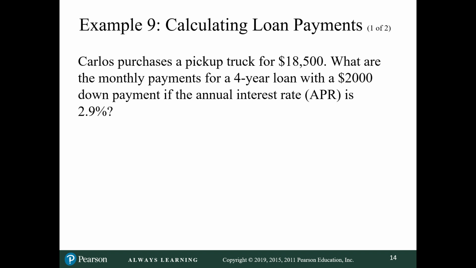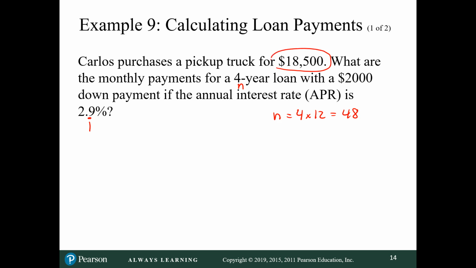Carlos purchases a pickup for $18,500. What are the monthly payments for a 4-year loan with $2,000 down payment if the APR is 2.9%? So this is your interest. This is your number of times, but for monthly payments, N would actually be 4 times 12, which would be 48. So N is 48.